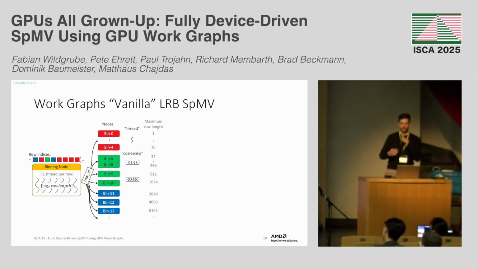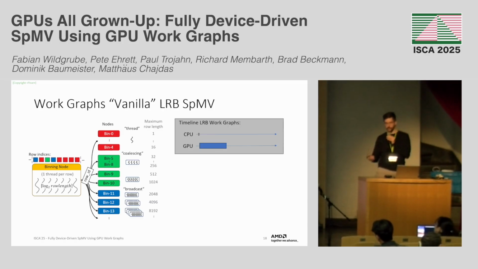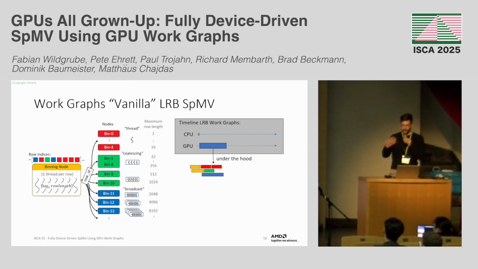so we can use thread mode. For longer rows, we need an entire work group for each row, so we can use coalescing mode with different thread group sizes in the different nodes. And finally, for the very long rows, we can use the broadcast mode where we can launch multiple thread groups for a single row. And now the execution timeline looks something like this, where the CPU doesn't do a whole lot of preprocessing anymore, and the GPU under the hood, as we've seen on the prior slide, basically does this through the work graph scheduling.